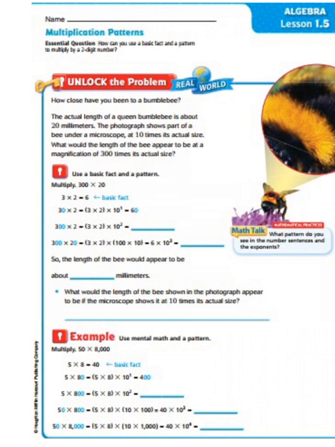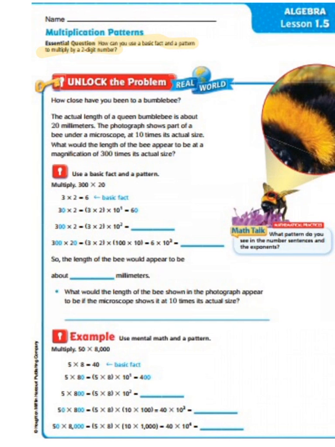Let's begin by taking a look at our essential question. It says, how can you use a basic fact and a pattern to multiply by a two-digit number? So let's begin answering that question by starting with our Unlock the Problem.